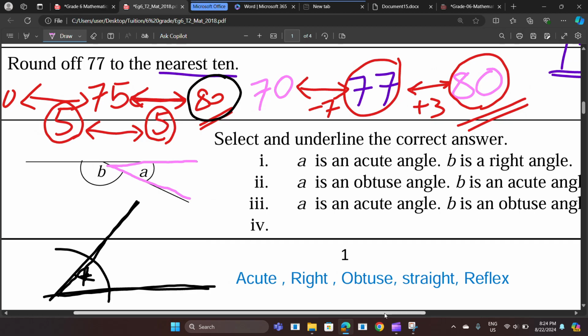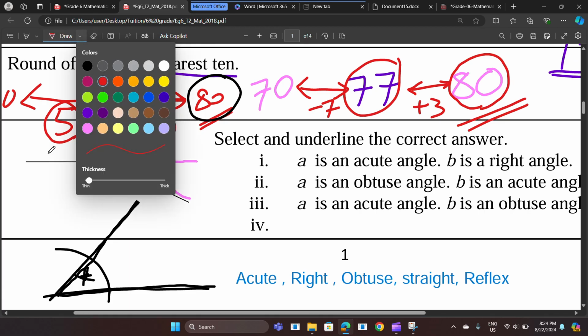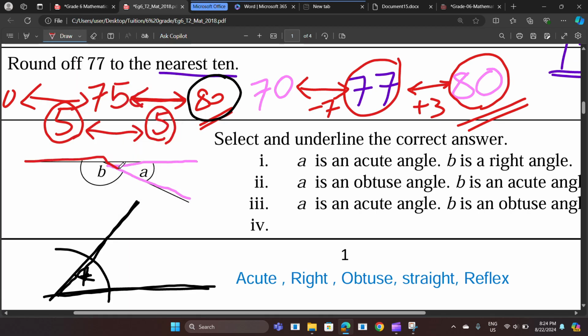B is a right angle. Is B a right angle? This is the angle B. Is it a right angle? A right angle means 90 degrees, like this.